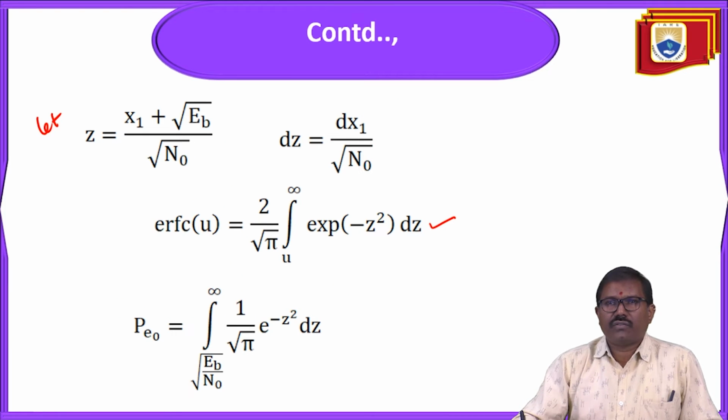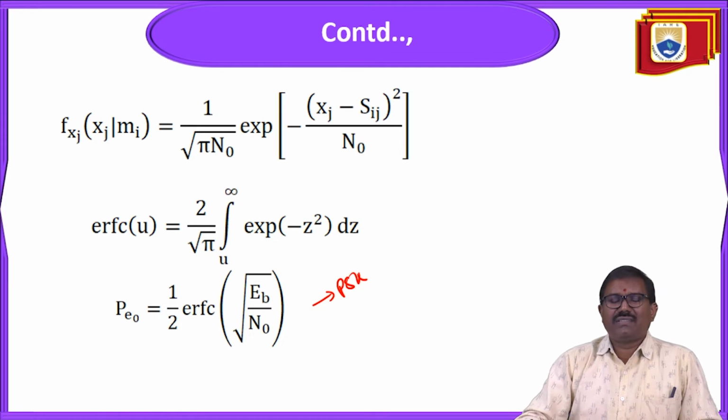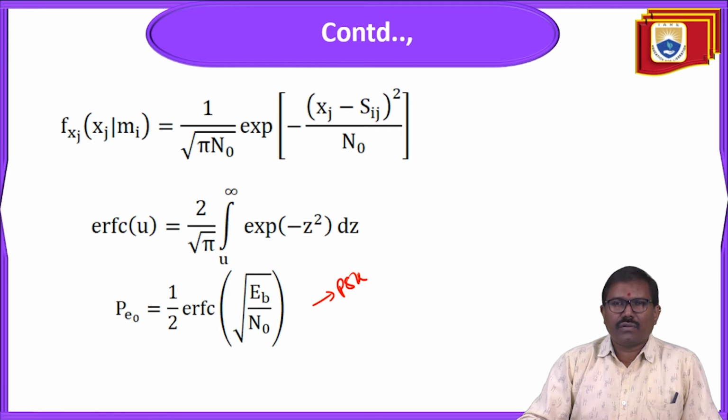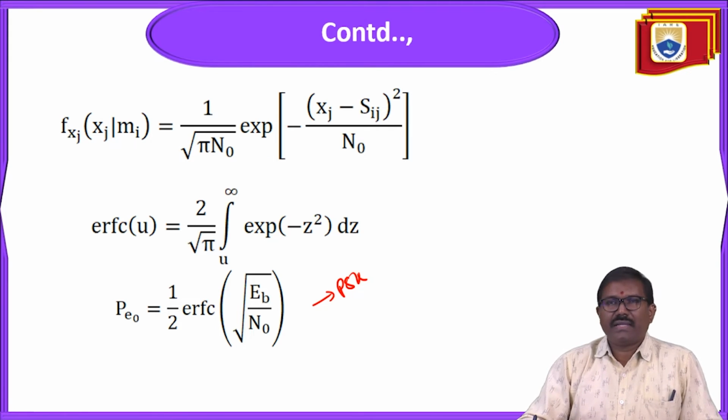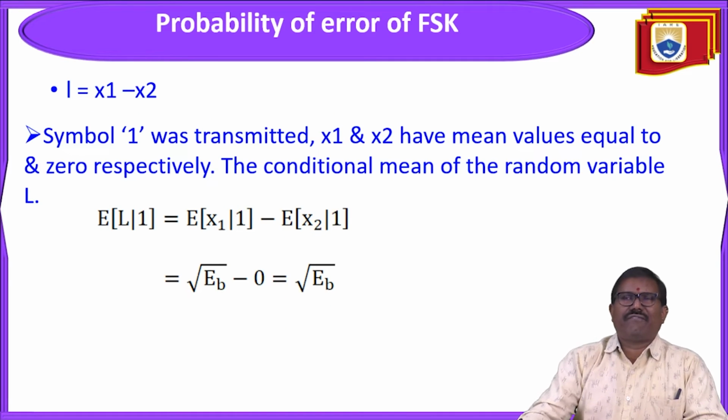So again we take this probability of error. Rearranging, we get ERFC of u. What is u? Here it is root of Eb by N naught. So this is the probability of error of PSK, phase shift keying. And another one is the probability of error of FSK.